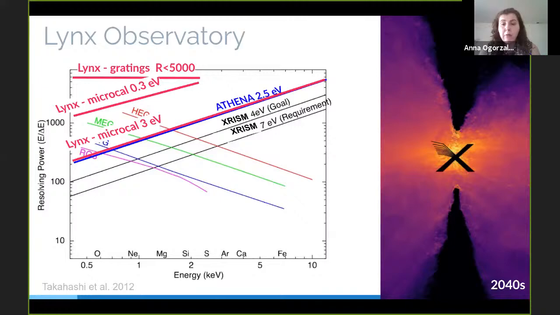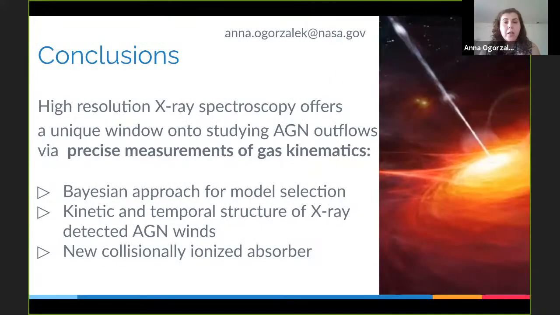And with this remark, I will move to the conclusions of my talk, where I hope I convinced you that high resolution spectroscopy offers a unique window onto studying AGN outflows, and that Bayesian analysis is one of the best tools to take advantage of the wealth of information present in deep, high signal and high resolution spectra, which are basically the future of our field. So thank you very much, and I can take questions now.